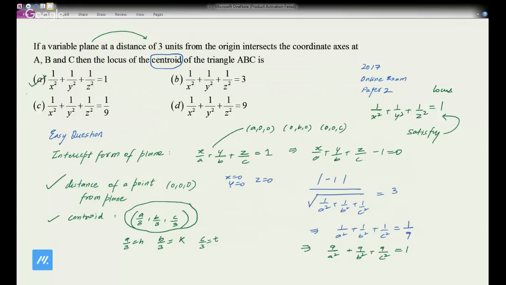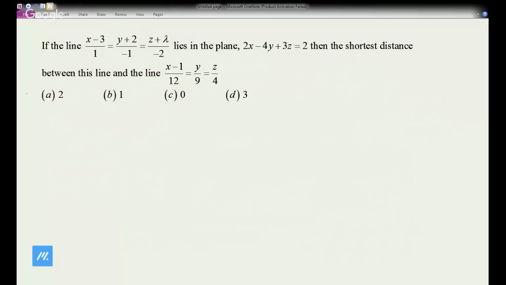Any problem, guys? Okay, so I hope everybody is clear with this particular question. Let's move to the next set of problems. Okay, now let us take this problem. This is again 2017 online paper 2, because two questions used to come every exam. So let's try and solve this.